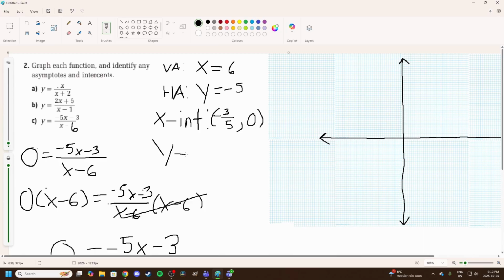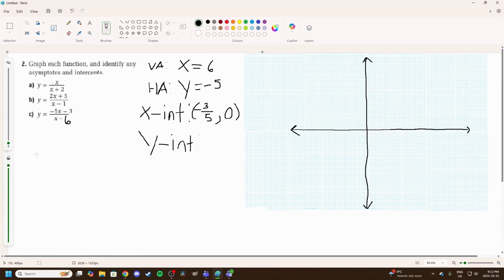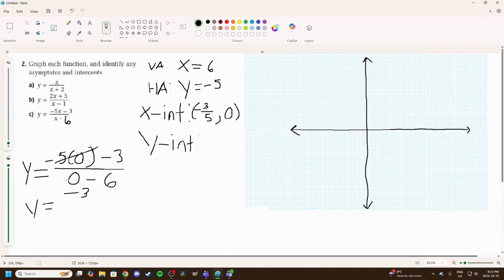And let's do the same thing for our y-intercept, okay? Our y-intercept is when our x is equal to 0, okay? So let's just plug in x is equal to 0. So negative 5 times 0, minus 3, over 0 minus 6. So y equals, this cancels, negative 3. 0 minus 6 is just negative 6, which equals 1/2, right? So when x is equal to 0, y will be 1/2, okay?